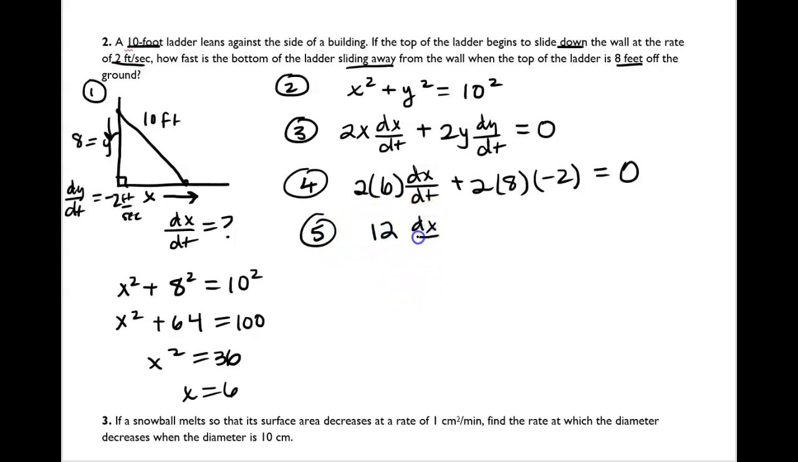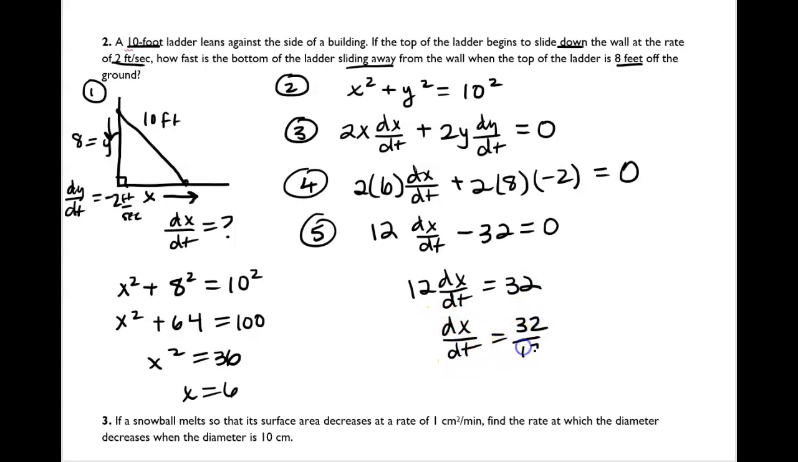12 dx/dt minus 32 is equal to 0. So 12 dx/dt is equal to 32. dx/dt is equal to 32 over 12. That simplifies to 8 over 3. And then don't forget our units. So x would have been measured in feet. Our time is in seconds, so it's feet per second.